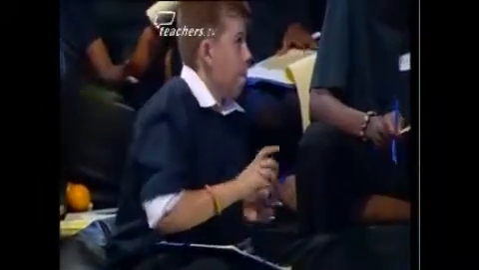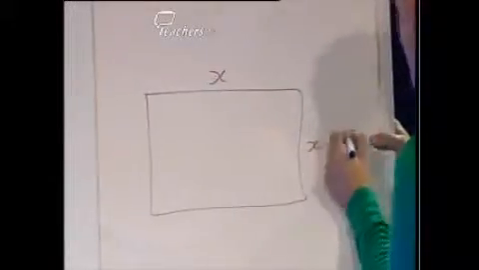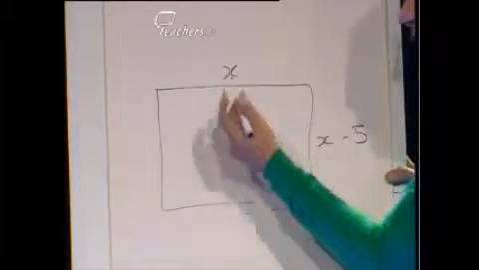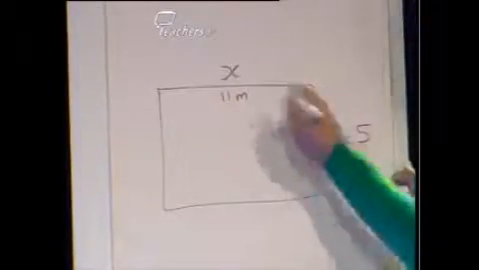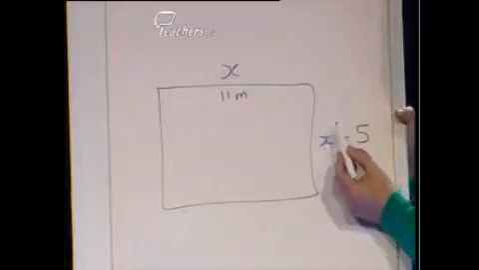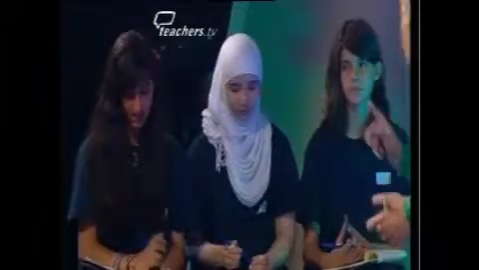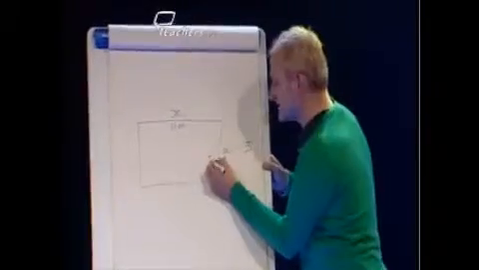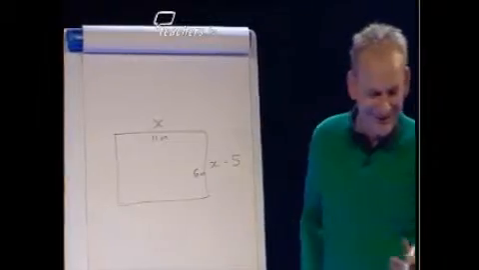Now then, let's look at the flower beds. We've got x is 11 and x is minus 6. Here are the measurements. So x is 11, so the length is 11 metres. And the width is going to be 6, because 11 minus 5 equals 6. So 11 metres by 6 metres gives us an area of 66 metres squared.